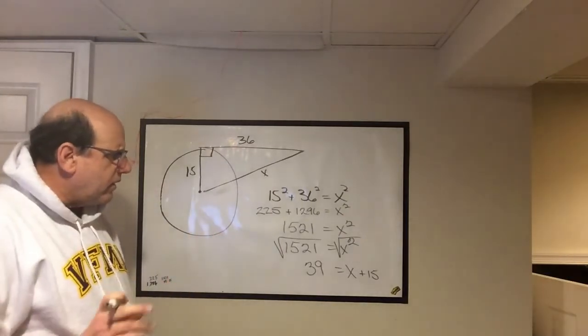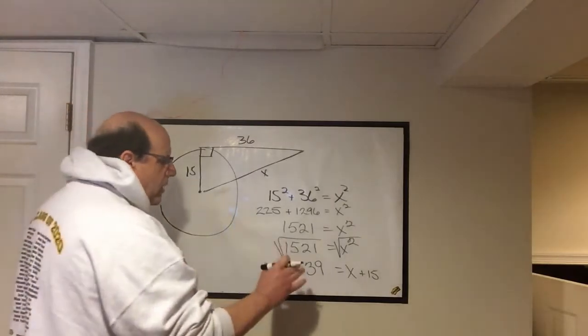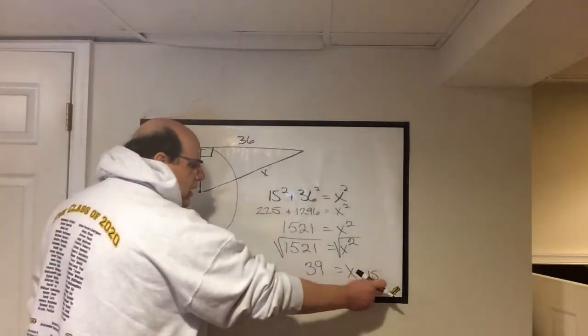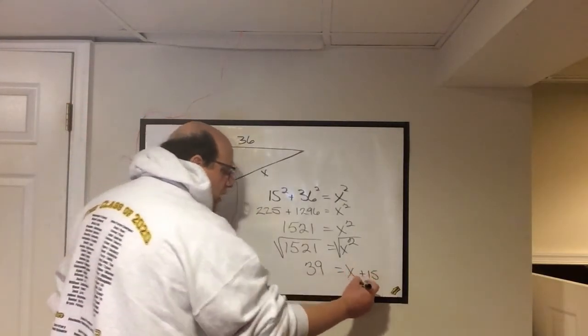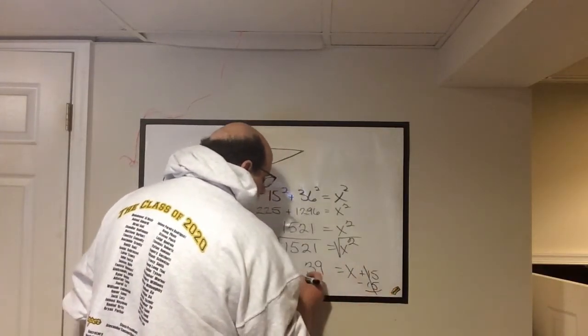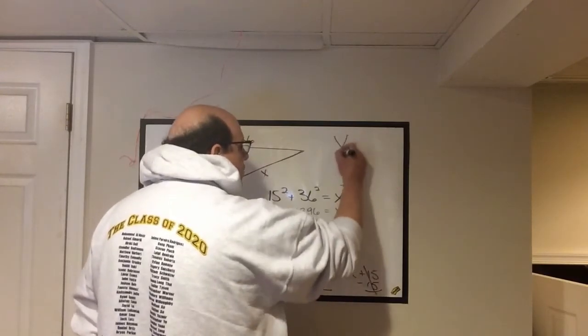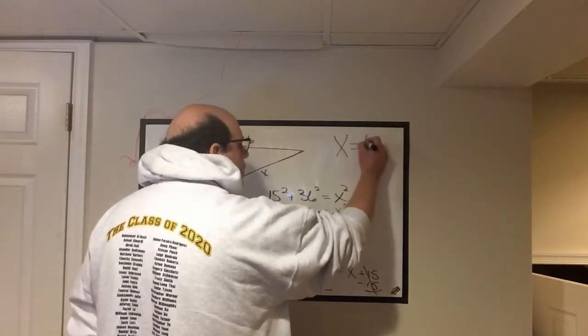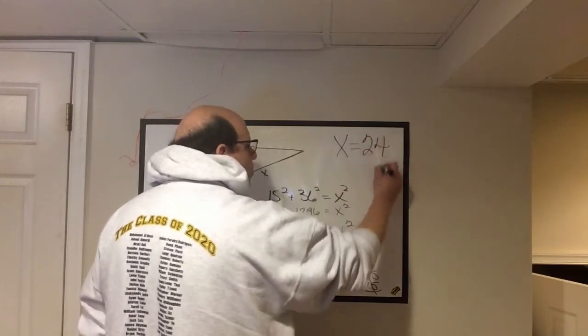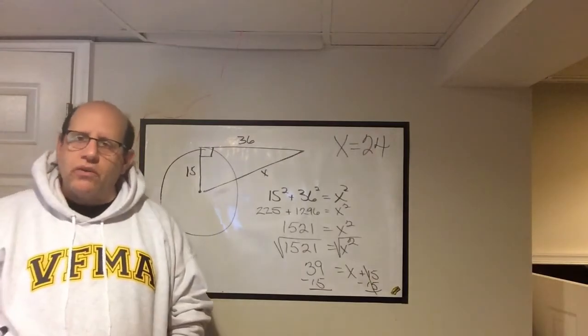There are a couple of things in there that really would have messed stuff up. So I wanted to go ahead and find the whole hypotenuse, and then I can subtract 15 from both sides. And then I come up with x equaling the 24 that we were looking for. All right, so that was how we were supposed to solve number 4.